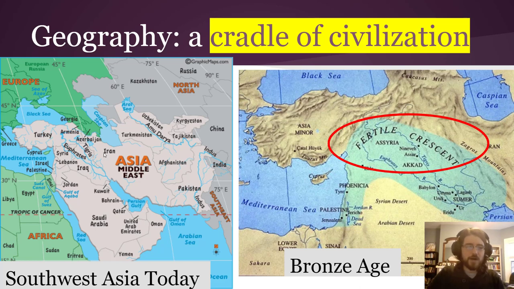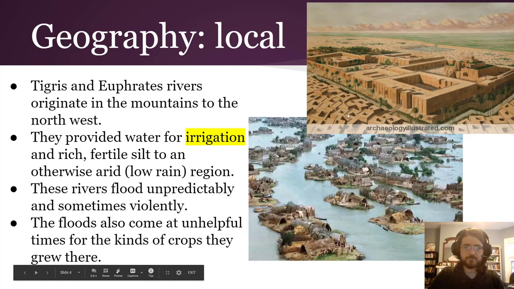You can see that the modern day country of Iraq covers most of this area, but also some of Syria. It also goes a little bit into Turkey with those rivers. And there's also Israel and Palestine over here, part of the Fertile Crescent. It's a lot of different countries, but that's generally the area, Southwest Asia, what we would call the Middle East.